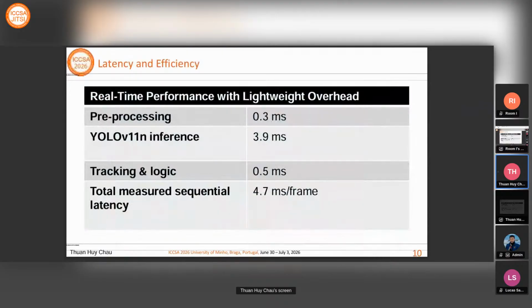Real-time performance is also important. The latency breakdown shows the preprocessing takes 0.3 milliseconds. The model inference takes 3.9 milliseconds and the check-in plus counting logic takes 0.5 milliseconds. The total measured sequential latency is 4.7 milliseconds per frame. Importantly, the reported approximately 256 FPS refers to inference-limited asynchronous throughput beyond the 3.9 millisecond inference time.